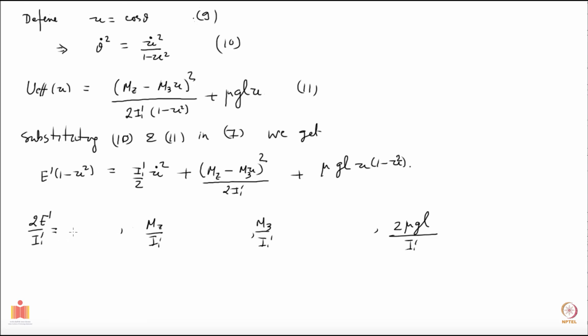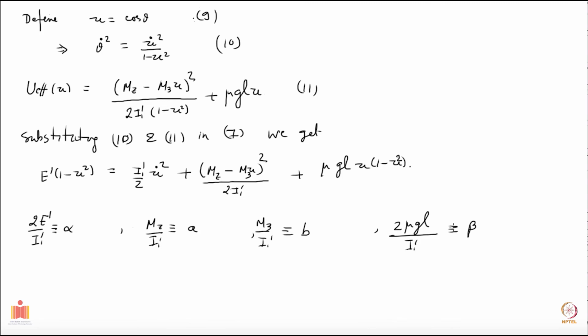Okay. So I will define all these constants to be the following. This is very standard notation. This is alpha. This should have been called beta. mz over I1 prime is called A. Okay, m3 over I1 prime is called B. So these are what I'm defining.